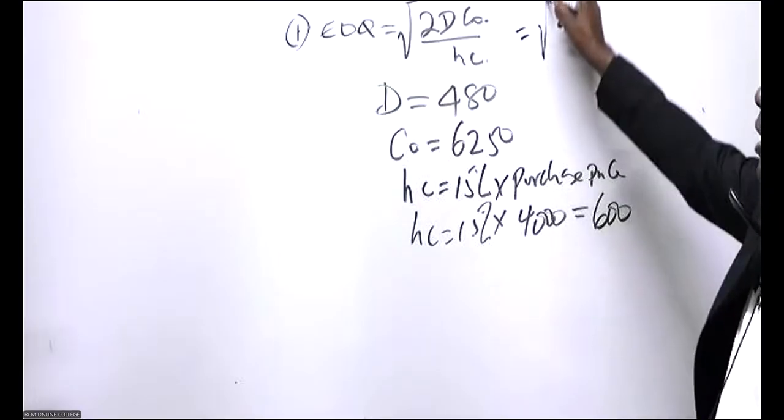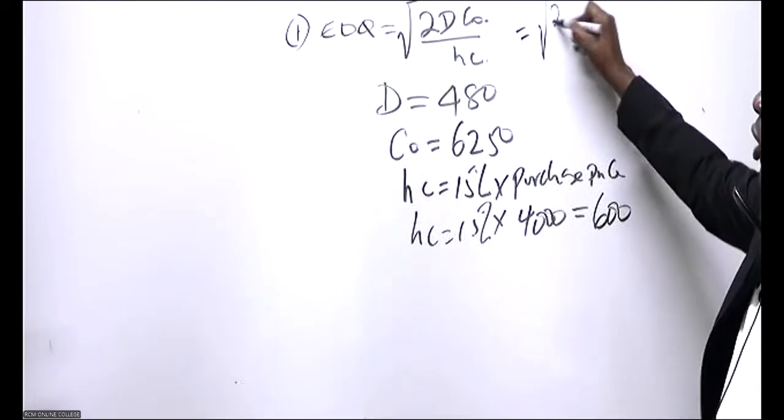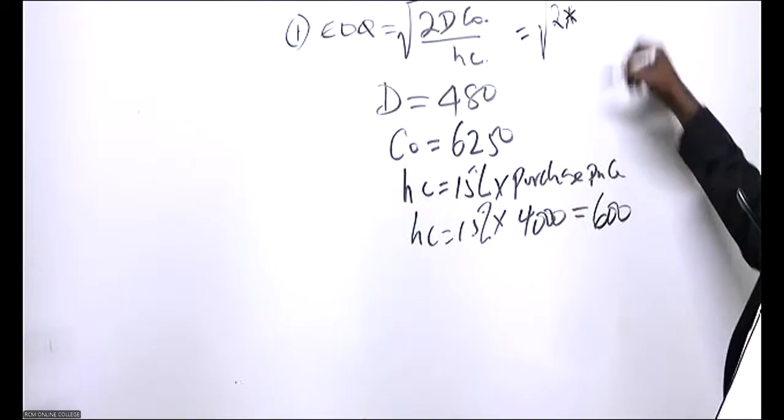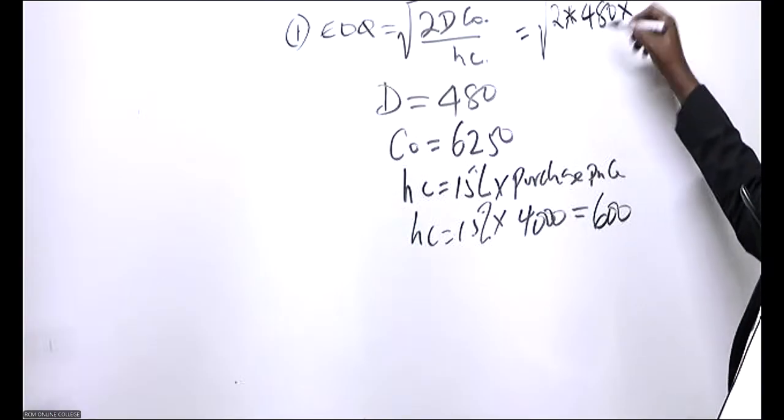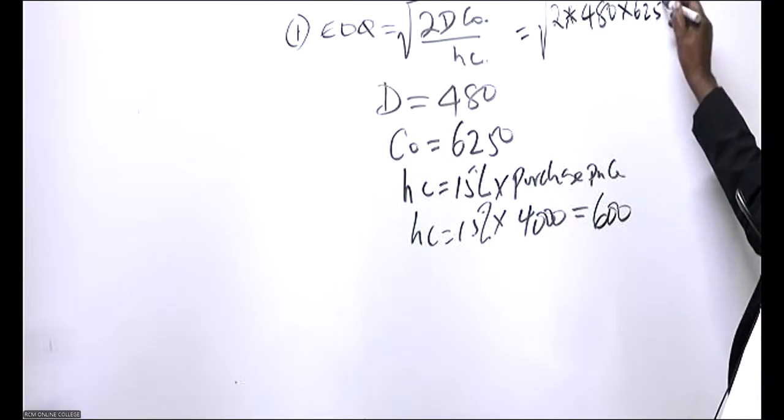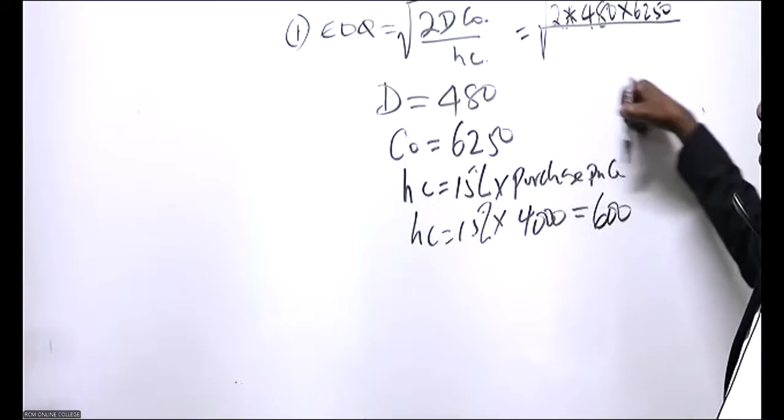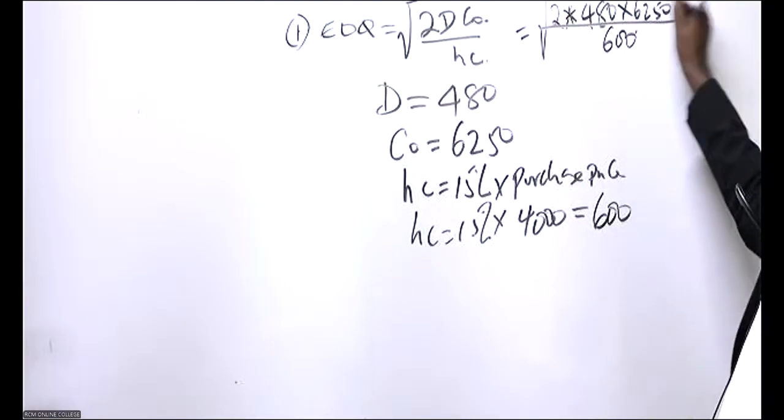So it will be 2 times annual demand, 480, times cost per order, 62.50, all over holding cost of 600.